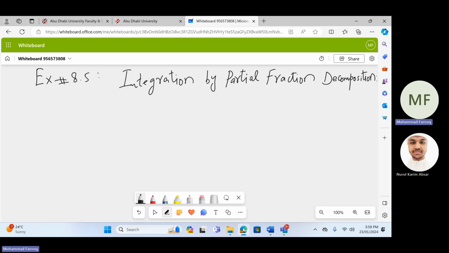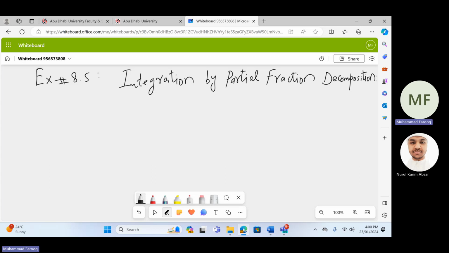Any idea about this integration? You have A plus B of something, partial fractions. Yes, partial fraction decomposition. Exactly. Actually, this question has two parts. First of all, we decompose the partial fractions, the first step. Then we integrate. So it has two parts. First you decompose and then you integrate.